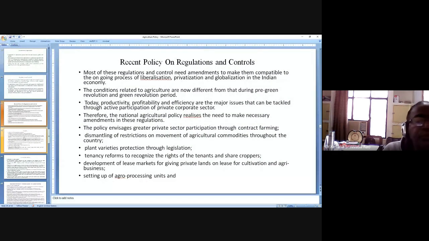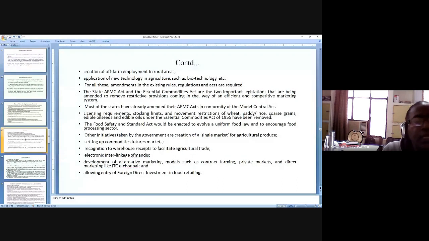Yes, next slide. Then there are some other aspects also. These are creation of off-farm employment in rural areas, that I have already told you, and application of new technology in agriculture, such as biotechnology. For all these, amendments in the existing rules, regulations, and acts are required. The State Agriculture Product Marketing Act, the APMC Act, and the Essential Commodities Act are two important legislations that are being amended to remove restrictive provisions coming in the way of an efficient and competitive marketing system.